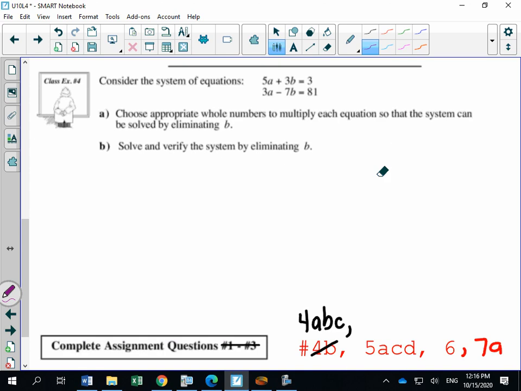Okay, so you guys, let's look at this one. Last one. Okay, so let's write this down. Write it sort of off to the left because we're going to be multiplying. So 5a plus 3b is equal to 3. 3a minus 7b is equal to 81.